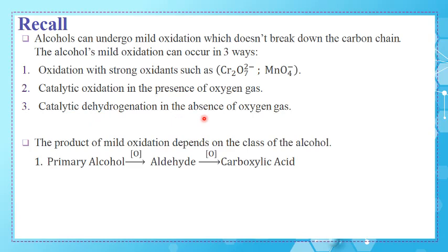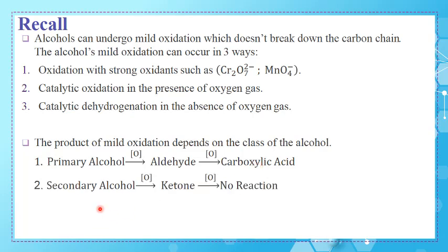We saw also that the product of mild oxidation depends on the class of alcohol. So a primary alcohol upon mild oxidation will give aldehyde and carboxylic acid, and if the mild oxidation is continuous, we will obtain only carboxylic acid at the end. A secondary alcohol upon mild oxidation will give a ketone. What about tertiary alcohols? Tertiary alcohols do not undergo mild oxidation.